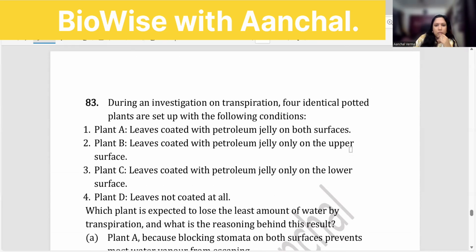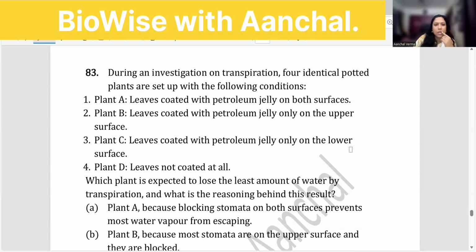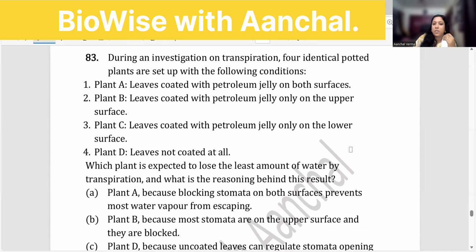Moving to the next question, few more questions to go. During an investigation on transpiration, four identical potted plants are set up with the following conditions. Plant A, leaves coated with petroleum jelly on both the sides. Now what is happening? Transpiration will not happen.